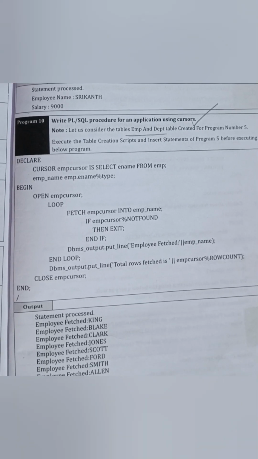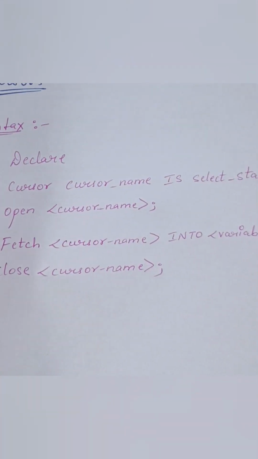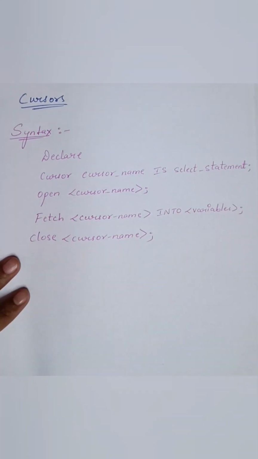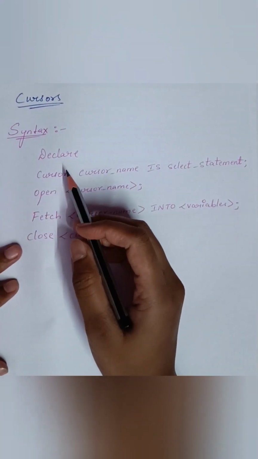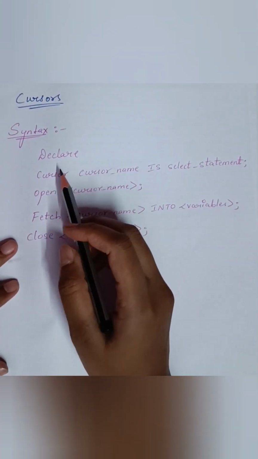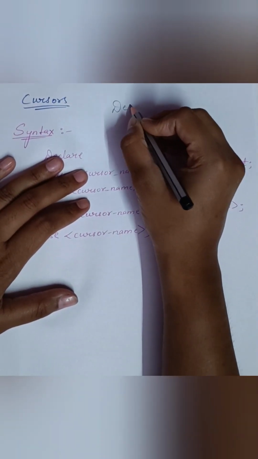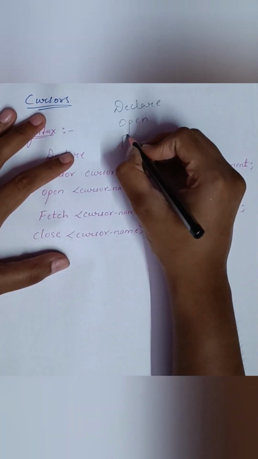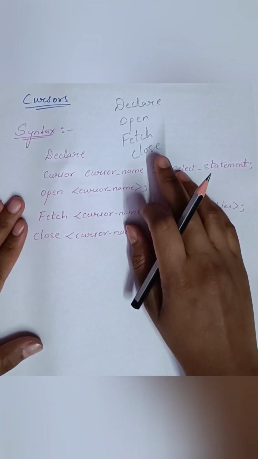Before moving on to this program, first let us understand the syntax, then it will be easy for you to understand the program. First, how do we create a cursor? You need to remember four things. Write it here: declare, then open, fetch, and close. You have to remember these four things.